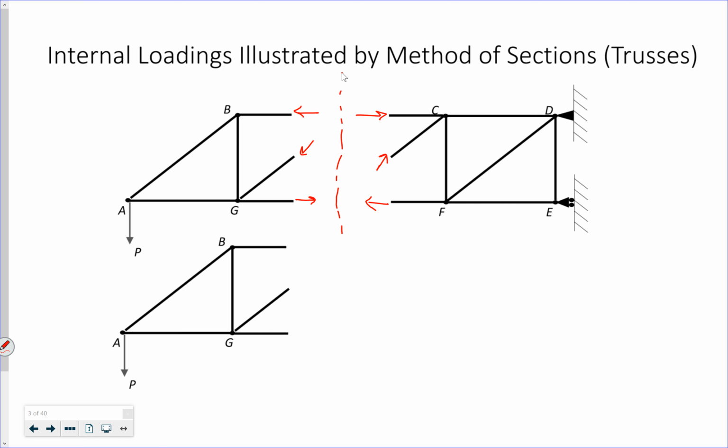And I'm going to look at just the left side here. I'm going to draw those resultant forces, or those member forces. So let's say I resolve this diagonal force into its horizontal and vertical components. So now if I sum the forces in the x direction, I should get some type of axial force.